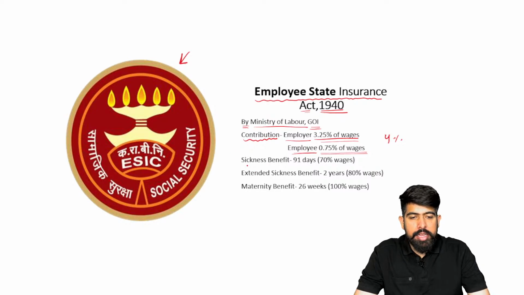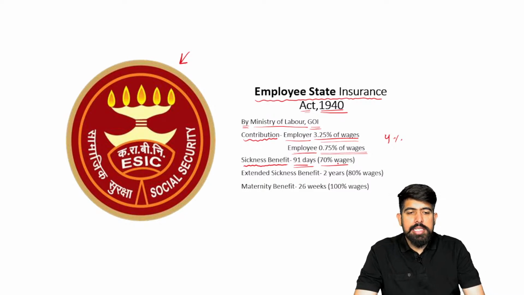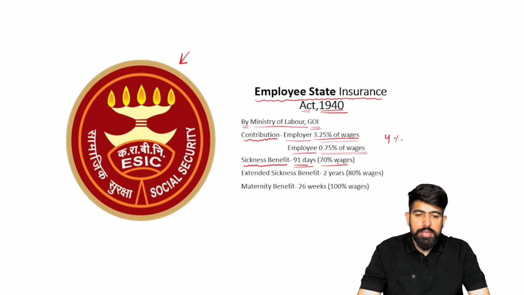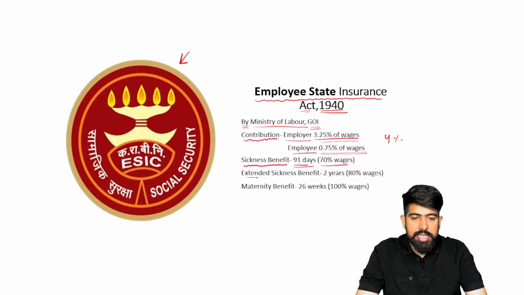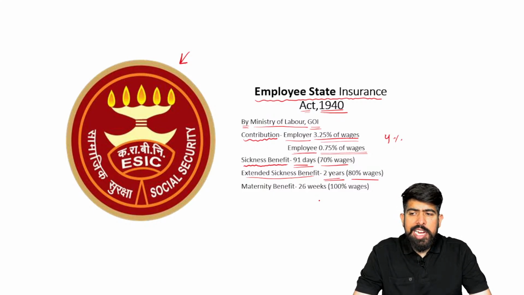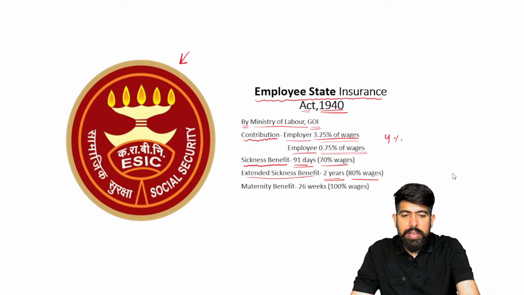And what do we get in this? There is a sickness benefit of up to 91 days, and in these 91 days the employee will get 70% of the wages. There will be an extended sickness benefit, which is up to 2 years. In this condition, the person should get 80% of the wages, right?